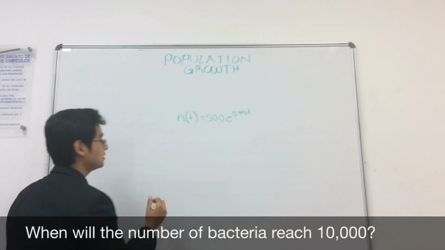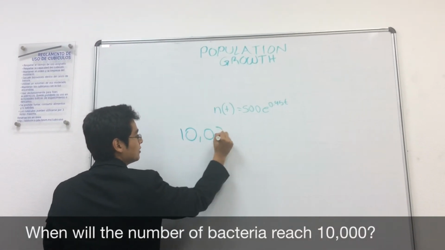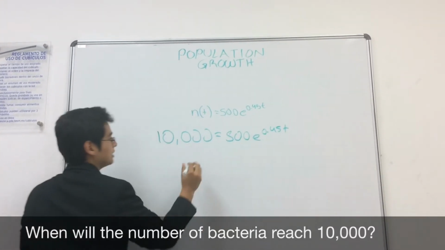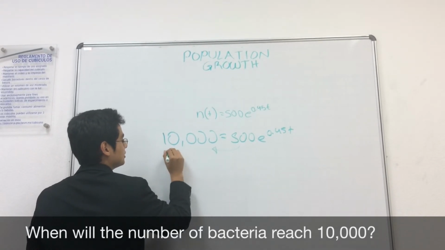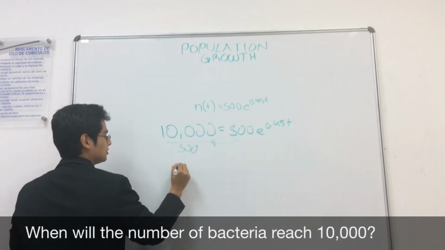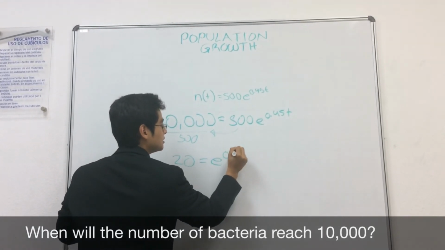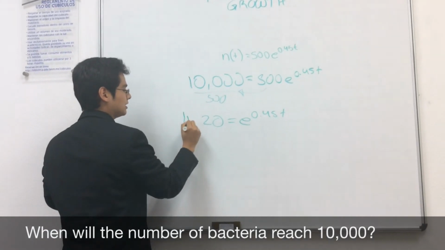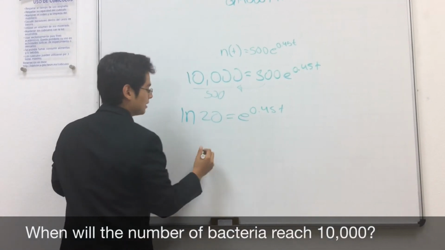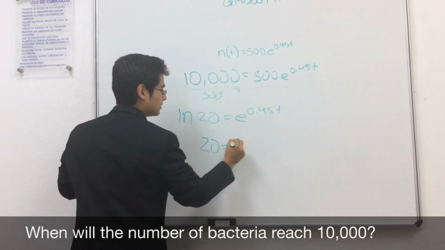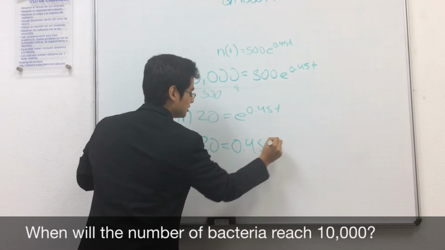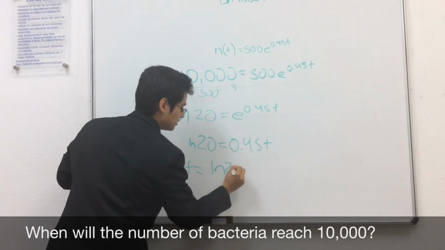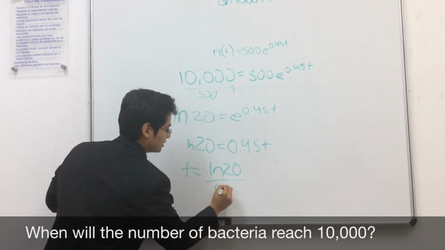For question C, we need to find out after how many hours we will get 10,000 bacteria. So in order to get this, we substitute y by 10,000, and after that we pass the 500 dividing. It will get us a result of 20. So in order to cancel the Euler number, we add a natural logarithm, and after that we have this form of equation. So to find t, we need to find the natural logarithm of 20 and divide it by 0.45.